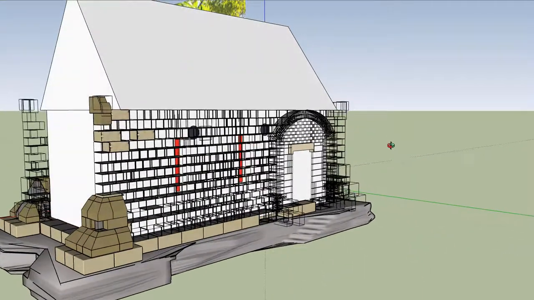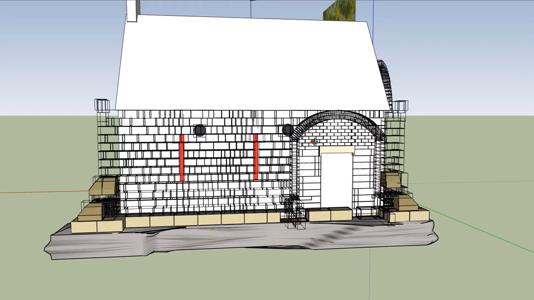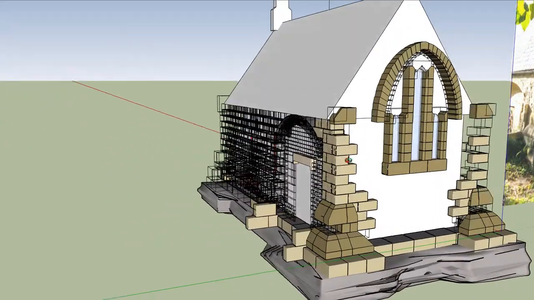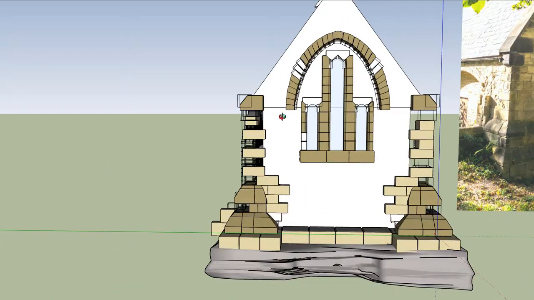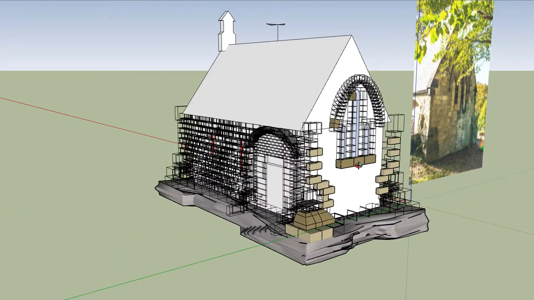So we've shown the side of the church. There's the buttresses here. This is a wall of the church that's bricked in. This is a window on the side of the church. That window, we're working on that.